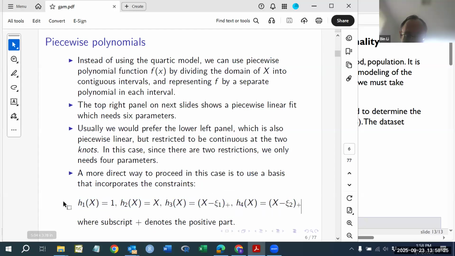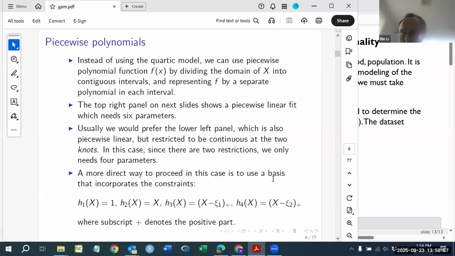Okay, so the first term is the intercept term. We know that. The second term is the global linear part. Why is it called the global linear part? Because the coefficient for h2(x), which is the linear function itself, will affect all the observations. So that's why it's called a global term. But these two terms are local terms. Why? Because they only affect part of it.